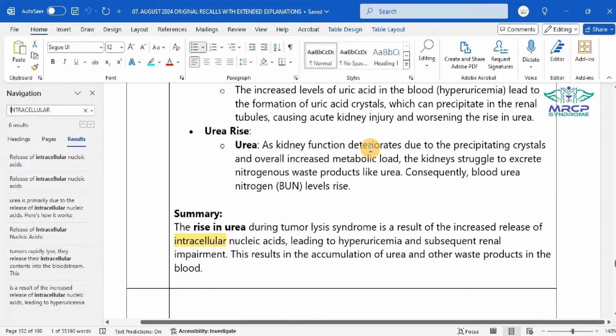And as the kidney function deteriorates due to precipitating crystals and overall increased metabolic load, the kidneys struggle to excrete nitrogenous waste products like urea. Consequently, blood urea nitrogen, BUN, level would be raised.